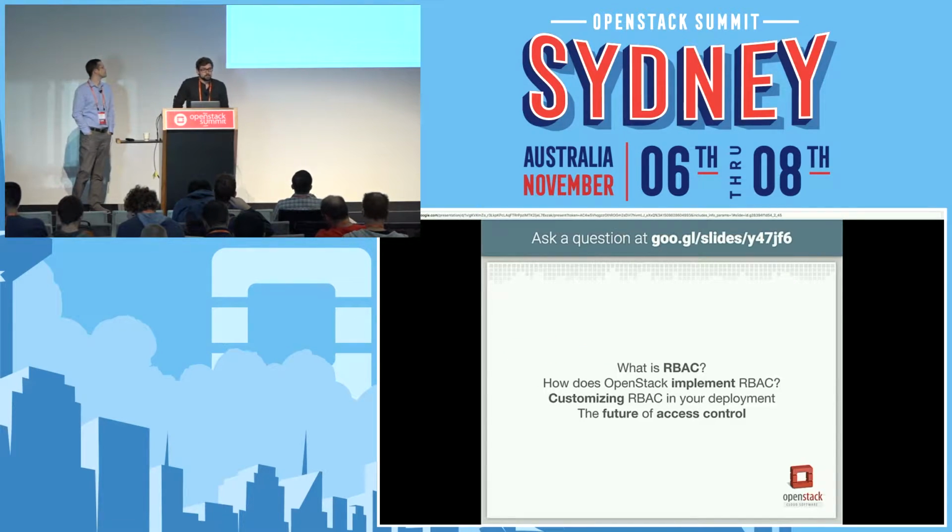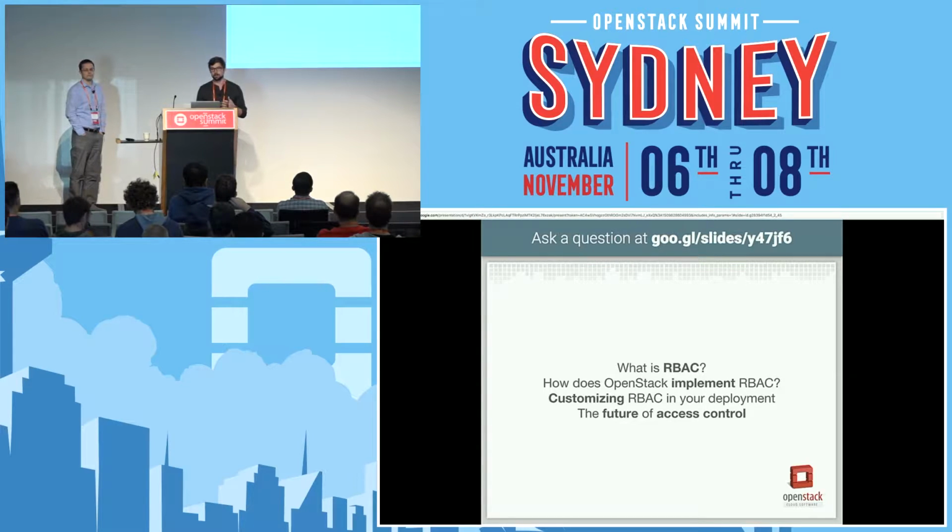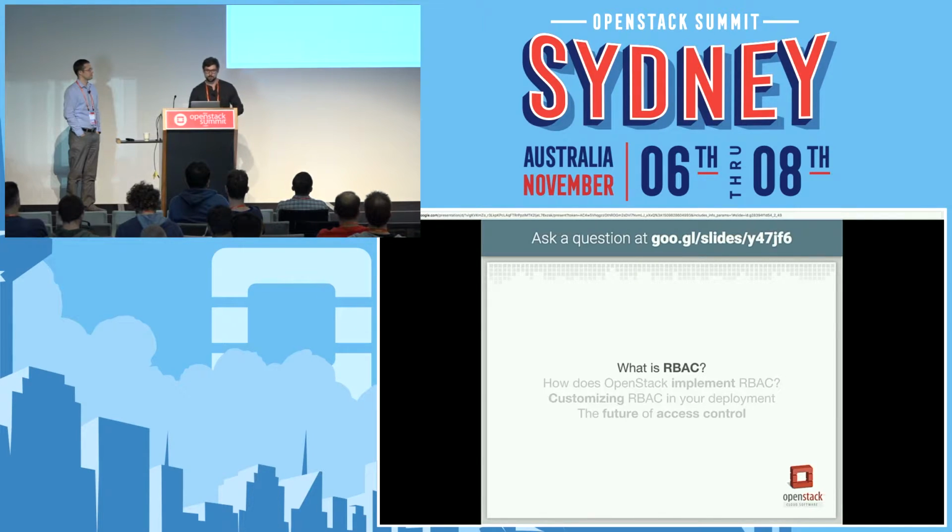So a quick look at our schedule. We're going to start with a quick introduction to RBAC and level set on some terminology. Then we're going to go into a brief description of how RBAC is implemented in OpenStack specifically. Then I'm going to hand it over to Matt to talk about the complicated stuff: what happens when you customize things, what breaks, what you need to know about, and how you can remediate some of those issues. Then we'll wrap up with a quick look at what we're working on today that will hopefully make this a lot easier in the future.